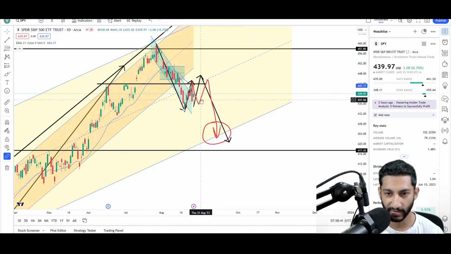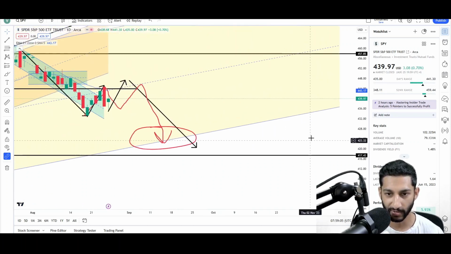This is what I showed my members, that we can get a two-legged pullback. We could have taken off right at the top of that big red bar, to the opposite side of the channel. But to be safe, or to expect lower prices, you'll usually see two legs instead of just one. Sometimes you'll see a simple pullback, which is just one, but most times you'll probably see a complex pullback, which is two legs. So this is what I'm expecting to occur.